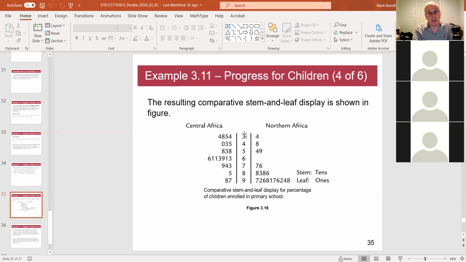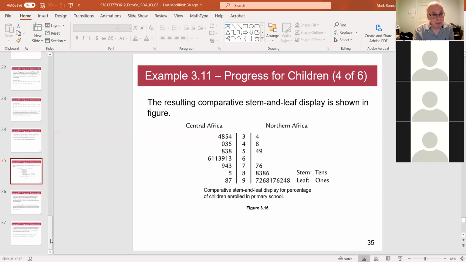And then using the same stem, we can compare the distribution of the percentages. And you can see in North Africa, more of the percentages are toward the higher end. So in North Africa, there are many more countries that have a high percentage of students enrolled in school, but not so much in Central Africa. There are more countries with a lower percentage of students enrolled in school. So the stem and leaf plays a nice role here in comparing these two groups, North Africa and Central Africa. All right, so that's another use for stem and leaf.